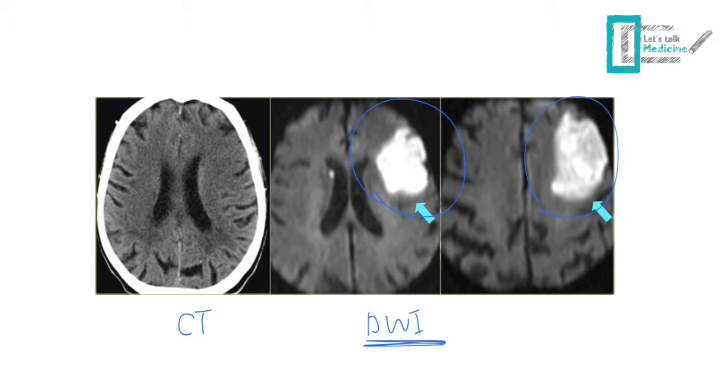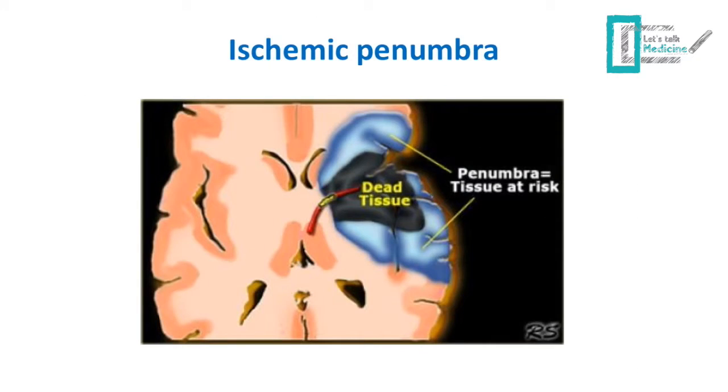So the bright area tells you there is restricted fluid movement to the outside of the cell. A bright area on diffusion-weighted imaging will mean dead tissue. So D with D. In this slide, I want to explain the concept of ischemic penumbra.